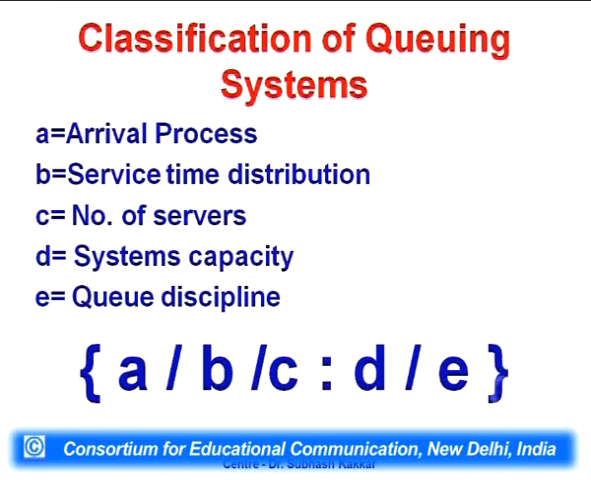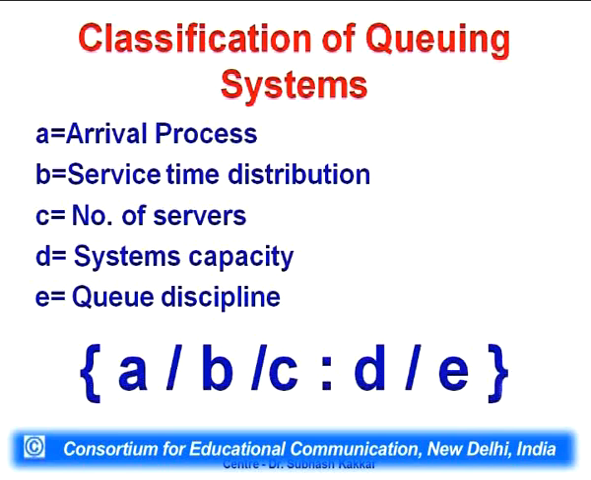So these 5 parameters, and sometimes 6 parameters, are also there. 6 is the source from which the customers are coming. Now we will discuss these parameters, how important these are. First we discussed A. A is the arrival process.